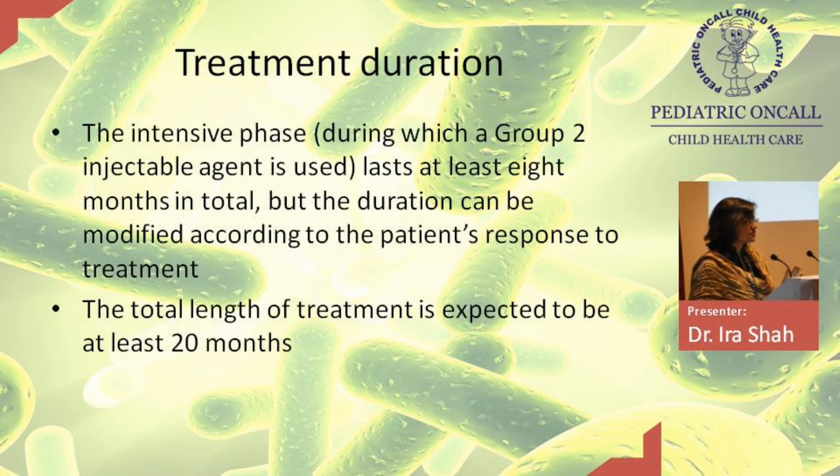Treatment duration: the intensive phase, where you are using an injectable, is 8 months. Total duration of treatment, 20 months. Now there's a lot of literature coming out. In fact, at the latest TB conference in Barcelona, there were 2 papers which recommended short course chemotherapy for MDR TB in children, lasting from 9 months to 1 year. Till we have more data on short course chemotherapy, we still stick to 20 months. But if you have lymph node TB or pleural effusion, not very extensive TB, you could get away with a shorter duration of treatment.